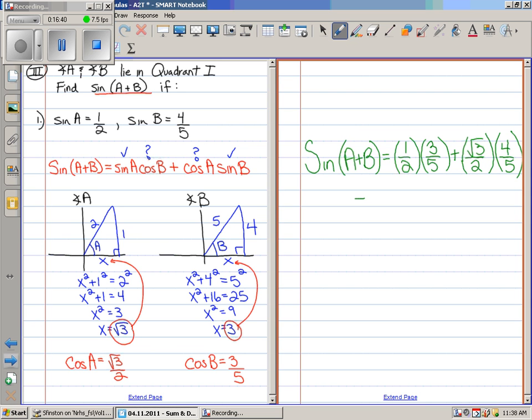So here we go. This is going to be 3 over 10 plus 4 square root 3 over 10. And so therefore it equals, final answer, 3 plus 4 square root 3 all over 10.